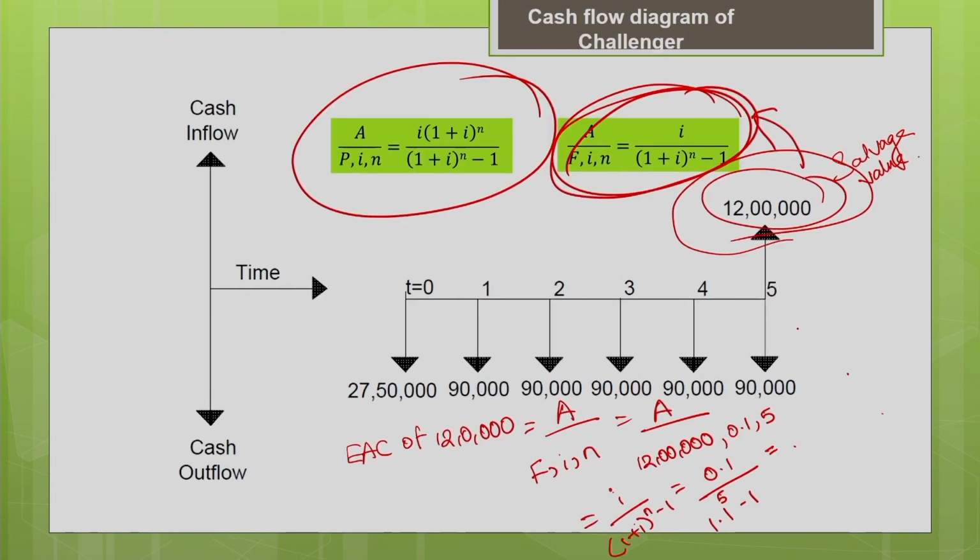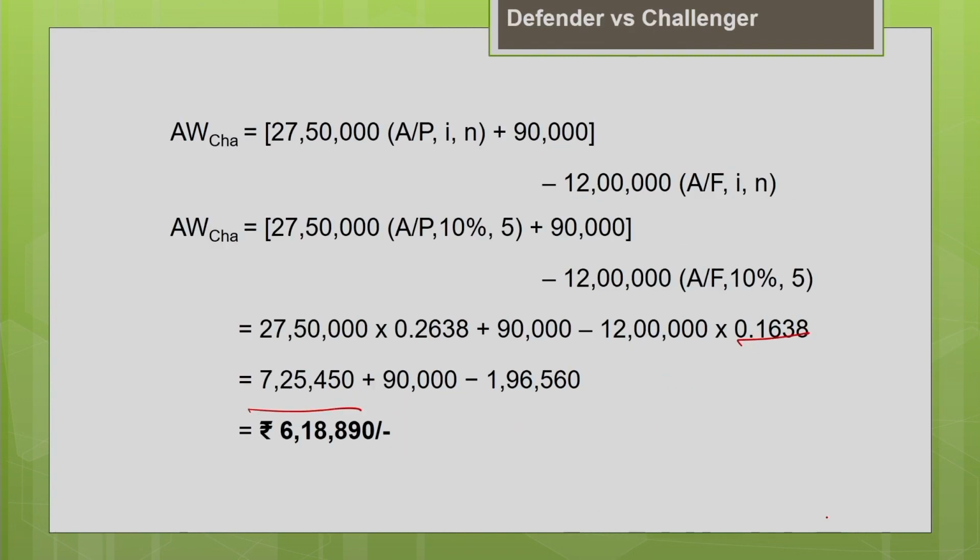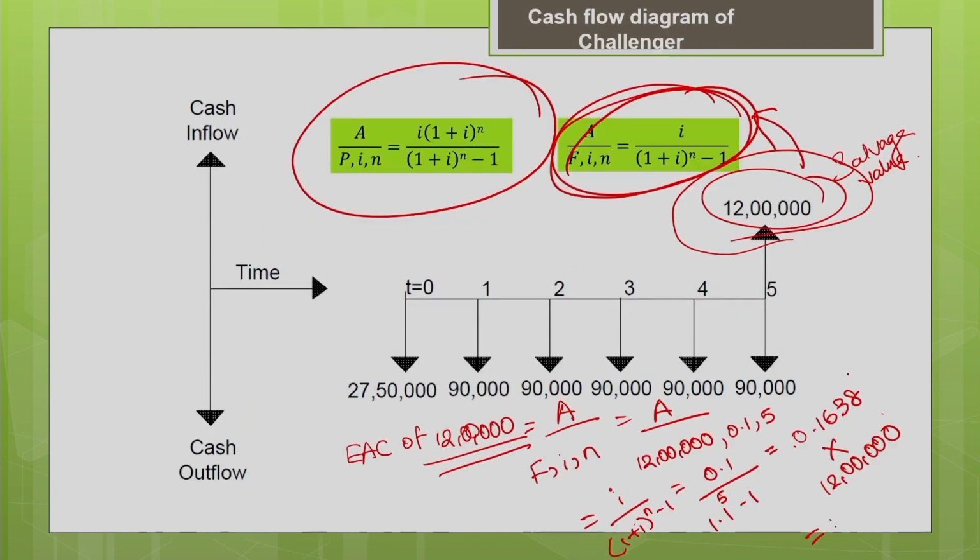If we simplify, we will get 0.1638. Multiply this by 12 lakh. You will get the equivalent annual cost as 1,96,560. So, this is the equivalent annual cost of your salvage value, 12 lakh.